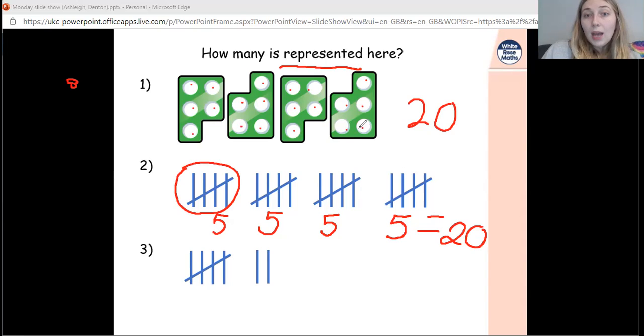At the top, we have our numicon. And on this second question, 20 is being represented, being shown by using tally marks. Now remember, each line represents 1. Okay, so let's have a look at question 3 together.